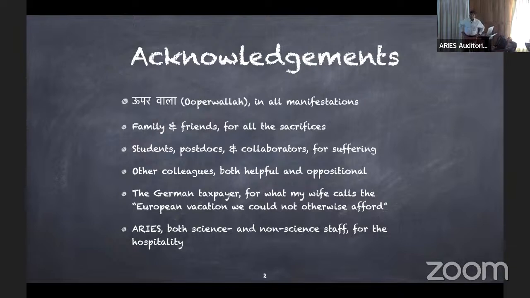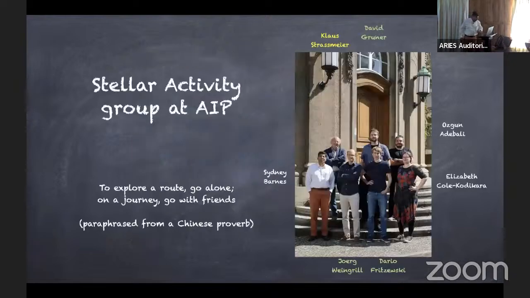So I just want to start with a few acknowledgements, so you know on whose back I'm standing. Family and friends, students, postdocs, and collaborators for suffering. A lot of what I do is incredibly boring, and it's amazing that people continue to work with me. There are other colleagues, both helpful and oppositional. Both, of course, help. The German taxpayer, for what my wife calls the European vacation we could not otherwise afford. And AIP, both science and non-science staff, for the hospitality.